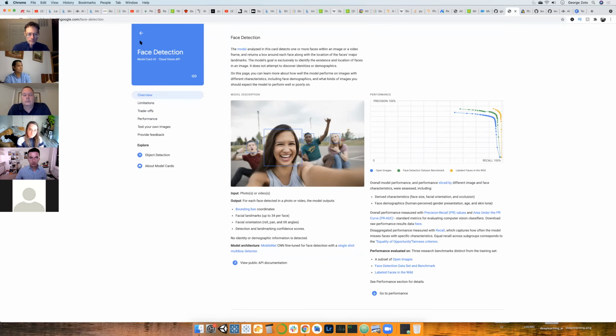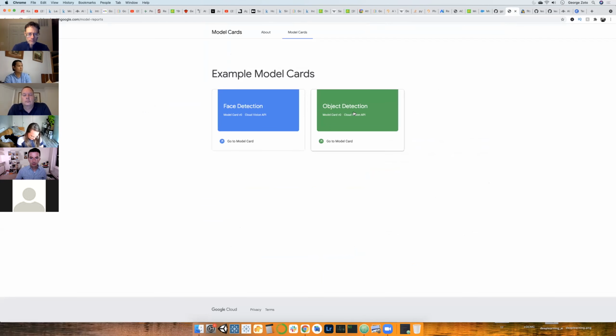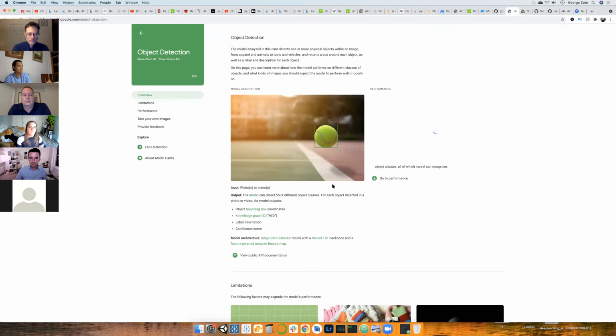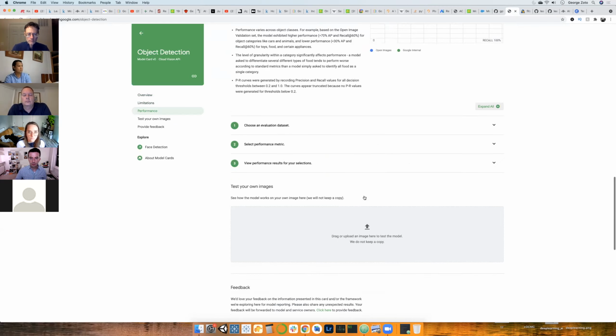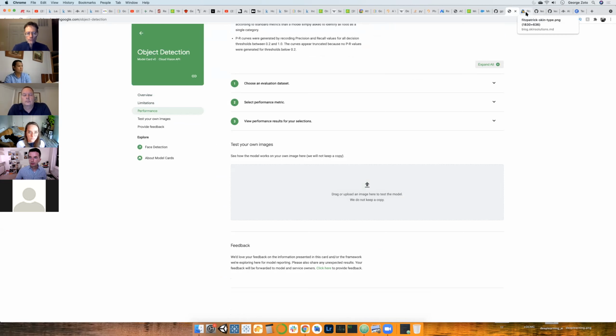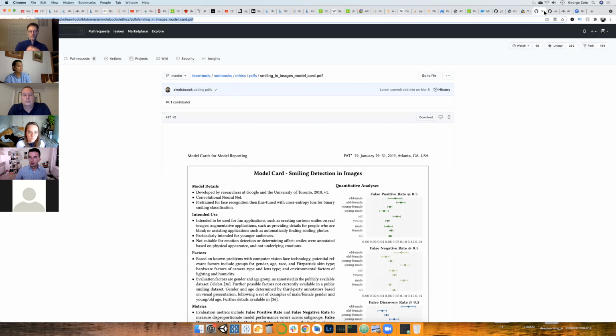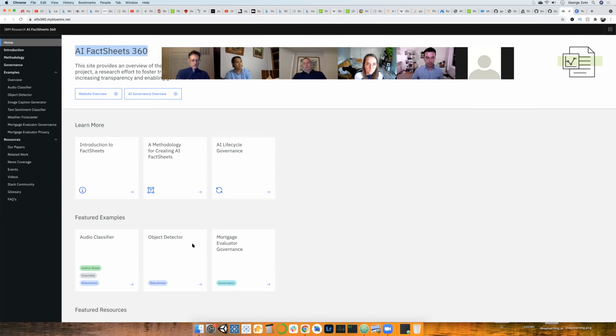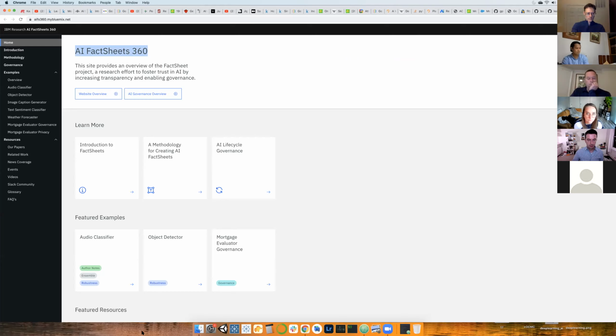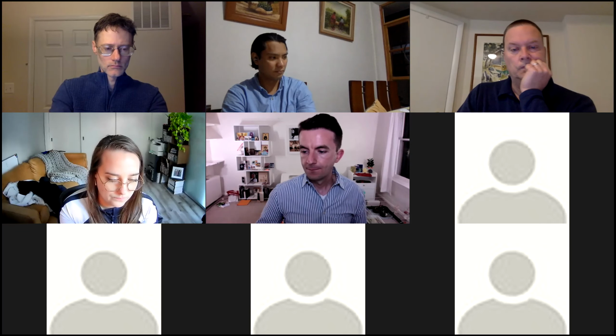This was an interesting one. Object detection. This is very well annotated, as you can see. Yeah, and I think that's it. I'm going to stop sharing. Let me know if you have any questions or feedback.